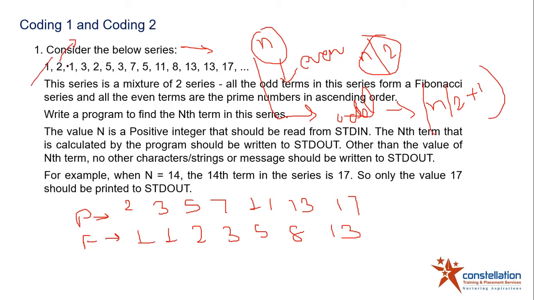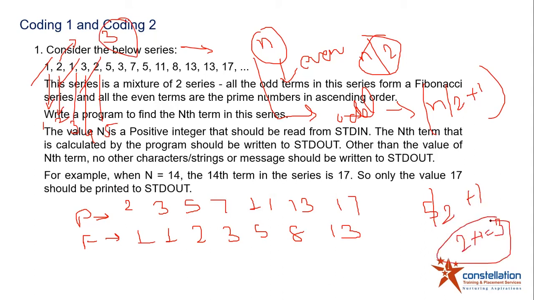Because look at this, 1, 1, 2. The third term in the Fibonacci series is 2, but here in our series it is 1, and then 2, and then 3, 4, and then 5. So this is the fifth term. How are you going to calculate 3 from 5? Basically you take 5 by 2 plus 1. This gives you the integer 2 plus 1, so we get 3. So this is the logic that we are going to use.